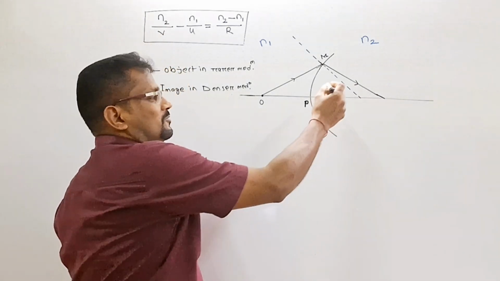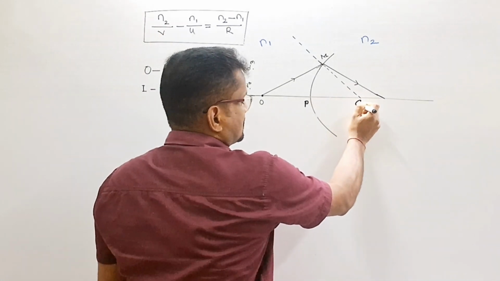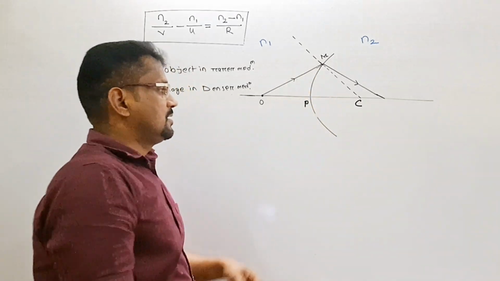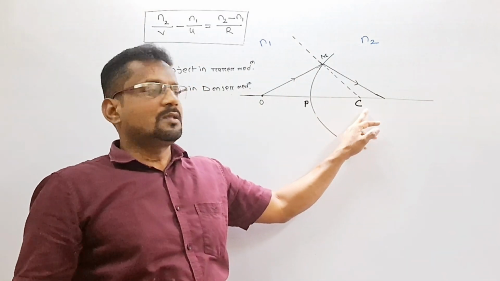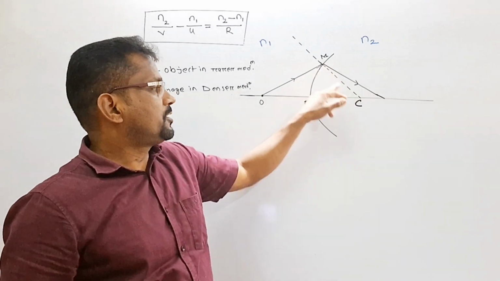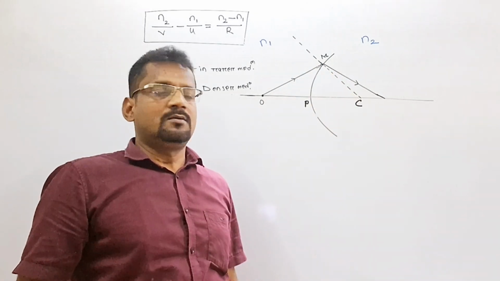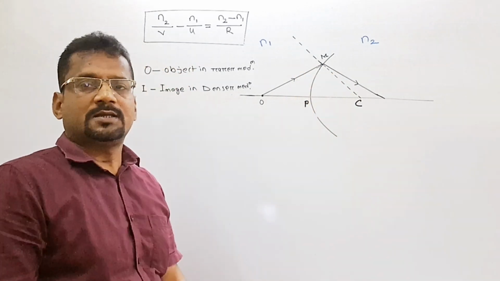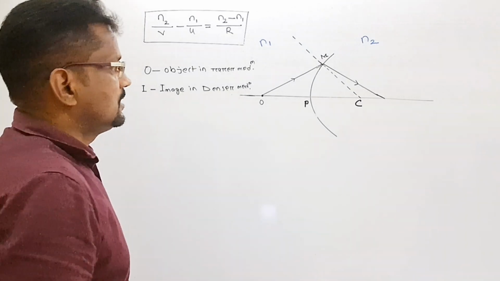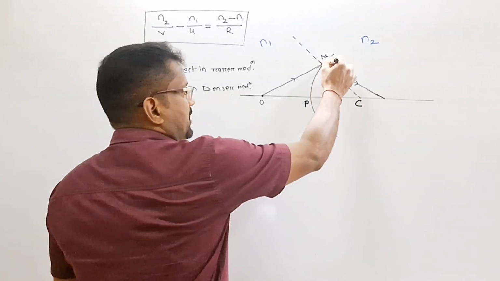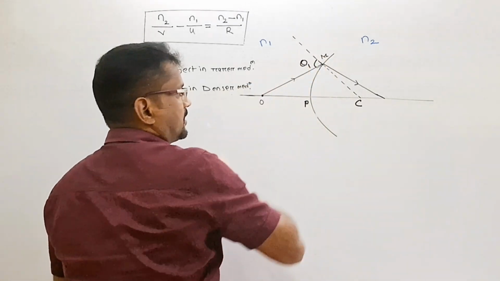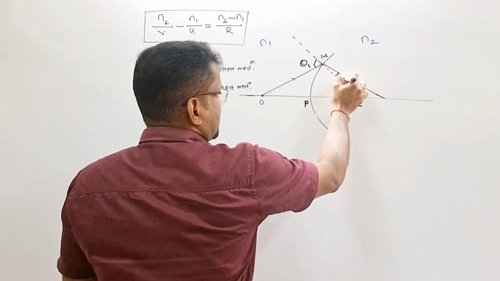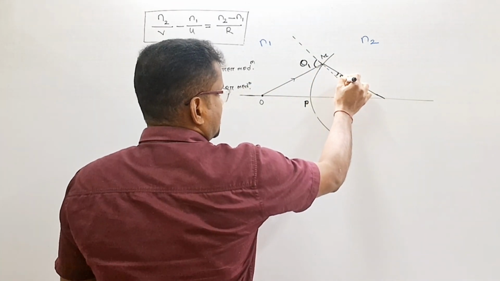And which is the normal? Say this is the center of curvature of this spherical surface. So this is the center of curvature. Simply join this point with C, that's the normal for this spherical surface. Now you see, then it bends towards this. This is the angle of incidence, say theta 1, and this is the angle of refraction, say theta 2.